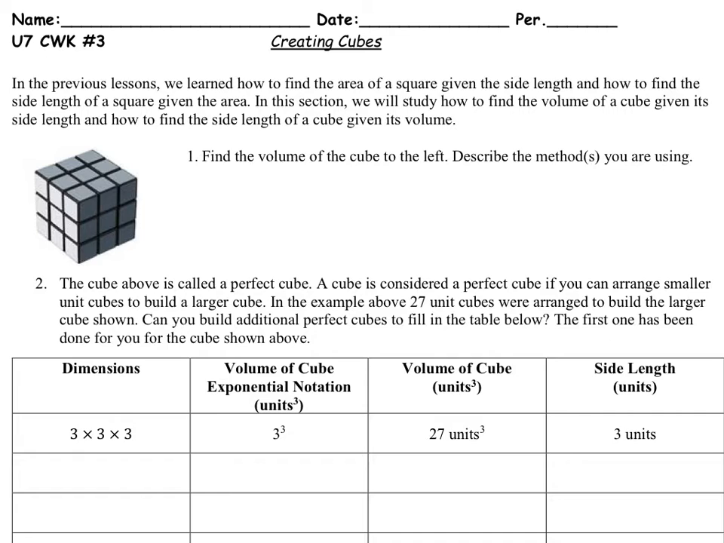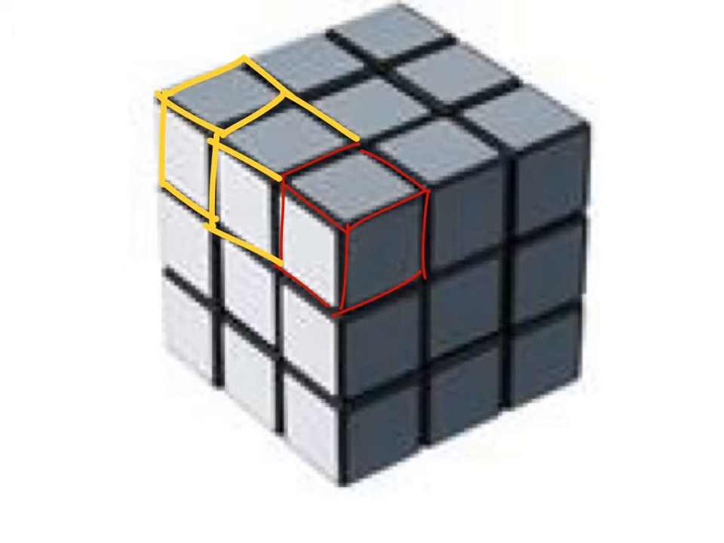Find the volume of the cube to the left, describe the methods you are using. Now the interesting thing about this cube is we can't see all the parts of the cube. So drawing this may be helpful. So this would be 1 cubic unit. This corner cube, well, we can see just from the top there, that corner cube. So this cube also has a cubic unit. So right there we've identified 2 cubic units, but then we've got this one as well.